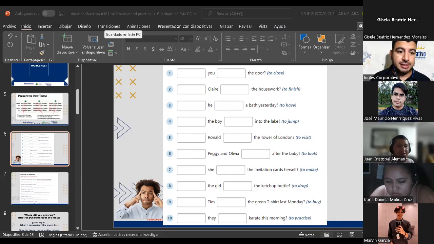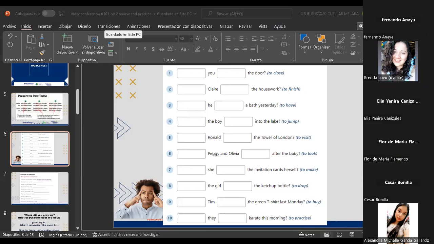Apaga el micrófono, please. No se imaginan qué cosas he escuchado por no apagar el micrófono. No se imaginan y no la voy a decir. I'm not going to say.